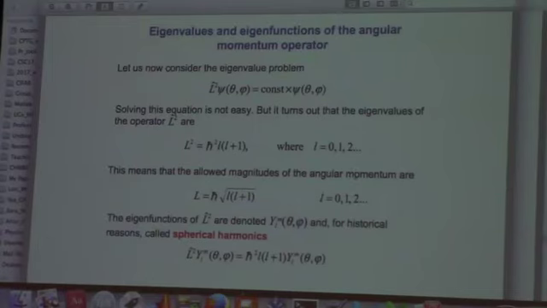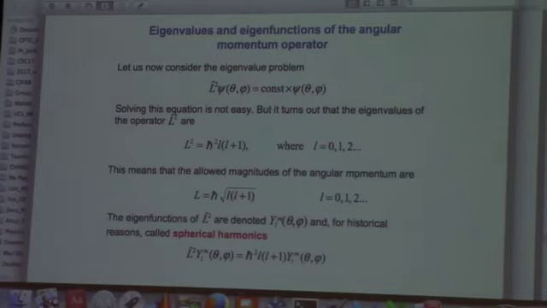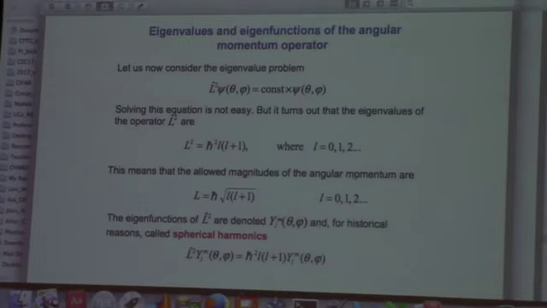I'll just announce what the result is, okay? And we start with the eigenvalues. L squared times a function equals a constant times the function. The constant is an eigenvalue, and that eigenvalue is equal to the following form: h bar squared L times (L plus 1). And that's the same L that you already encountered in general chemistry when they talked about s, p, d, f orbitals in the hydrogen atom.